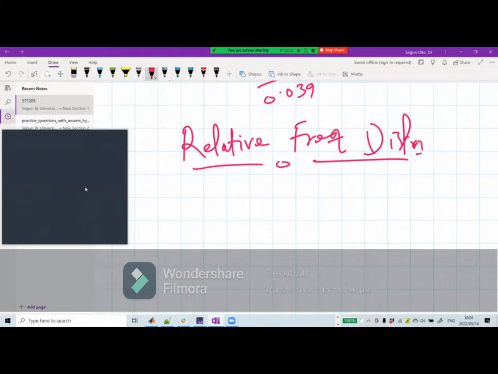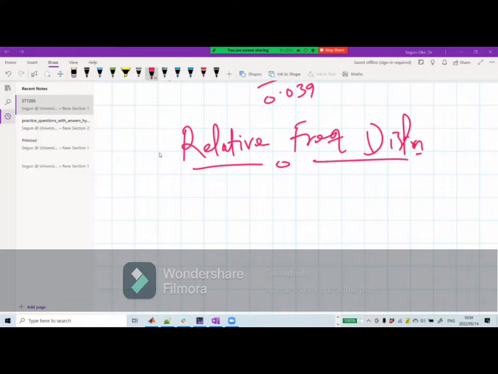Yes, Gift. Please, sir, how do we know that this is what we're supposed to use for this probability? How do you know that you're supposed to apply Bayes' theorem for it, not other probability? Yes, Bayes' theorem.